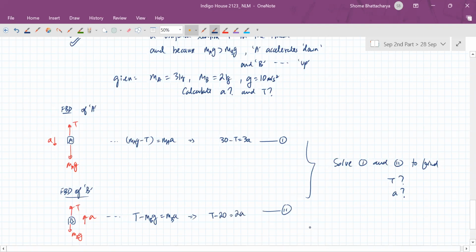Now, if you just add these two equations, 30 minus T is equal to 3A, T minus 20 is equal to 2A, you'll get 10 is equal to 5A. So from this, you'll get acceleration equal to 2 meters per second squared. And then substitute that back in the equation. So you'll get tension equal to 24 newtons. You can substitute it in either equation, 1 or 2.